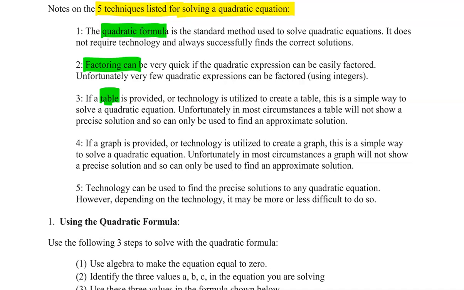If a table is provided or technology is utilized to create a table, this is a simple way to solve a quadratic equation. Unfortunately, in most circumstances, a table will not show a precise solution, so it can only be used to find an approximate solution. And then number 4, if a graph is provided or technology is utilized to create a graph, this is a simple way to solve a quadratic equation. Unfortunately, in most circumstances, a graph will not show a precise solution and so can only be used to find an approximate solution also. And number 5, technology can be used to find the precise solutions to any quadratic equation. However, depending on the technology, it may be more or less difficult to do so.